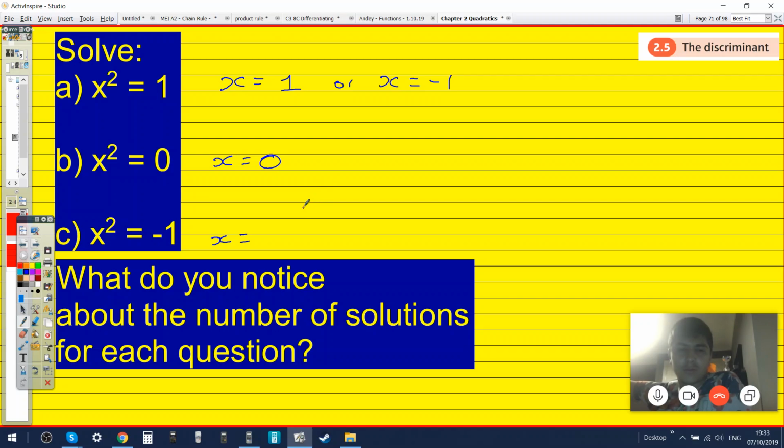X squared equals minus 1. Is that even possible? No. Yeah. And so, how many solutions were there for each one? 2 for the first, 1 for the second, none for the third. That's it. So that's 2 real roots. This one is 1 repeated root because it's 0 plus 0 and minus 0. And then this one is no real roots because there might be imaginary number roots. That's it.